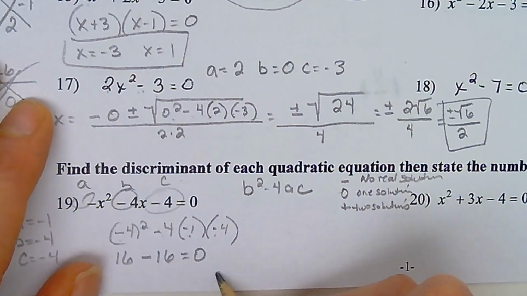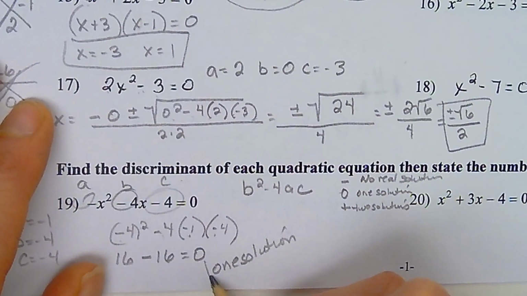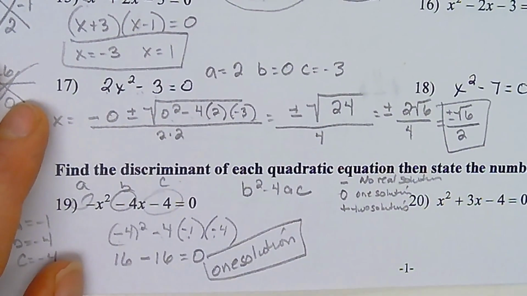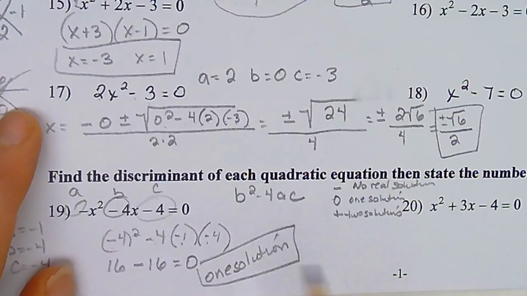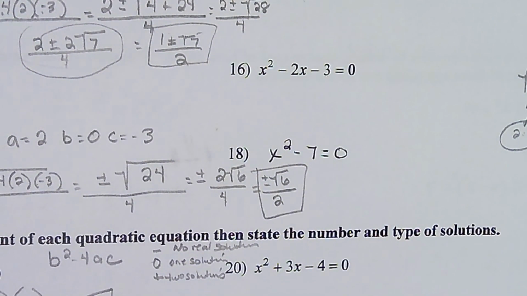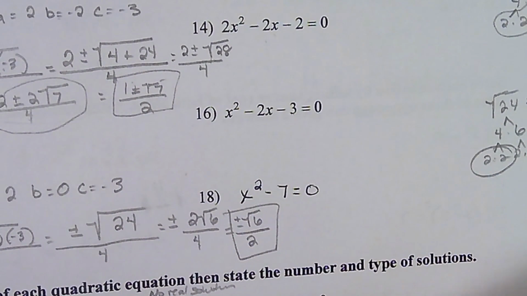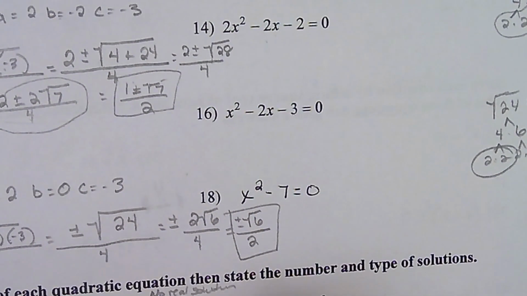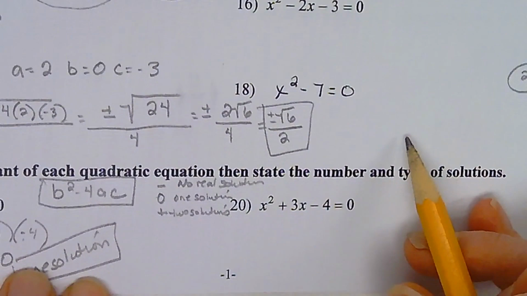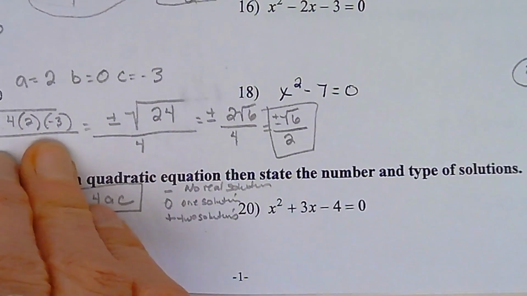So 16 minus 16 equals 0. So then I have one solution. That means we'll have one solution. If we apply the quadratic equation, we'll only get one solution. Or if you factor, if it can be factored. Okay, now you can do number 20. Find your A, B, and C values and put them into the discriminant and see what value you get out, a negative number, a 0, or a positive.